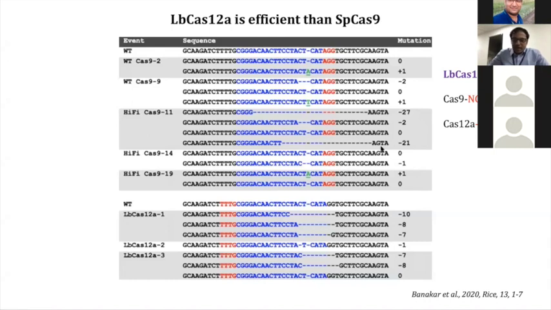Then also what we observed was that in the case of Cas9, it's easy to lose the PAM site. It means the repair happens in a different way, and you tend to get a whole chunk of the PAM site also getting cleaved. Whereas Cas12a tends not to lose the PAM site.